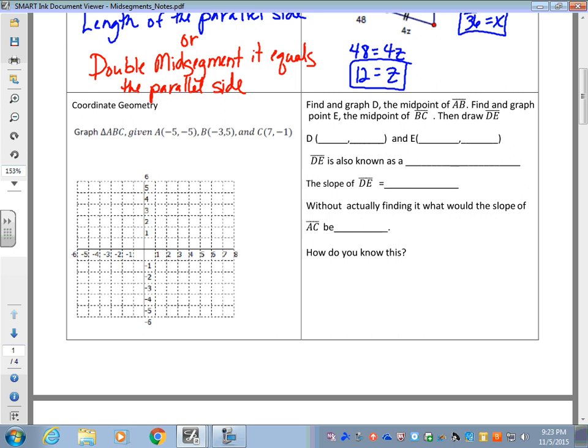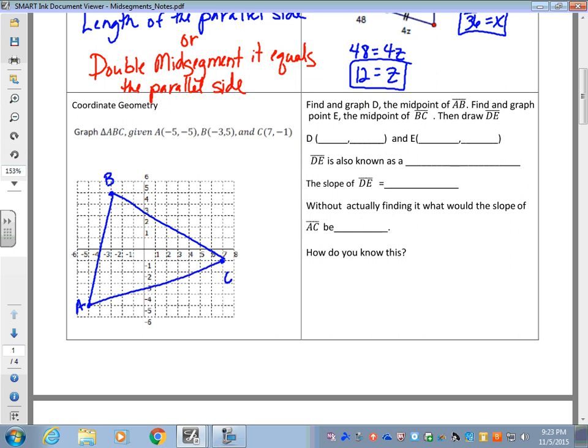So we got -5, -5. So that's that point, that's A. And then we have -3, +5, that's B, and C is 7, -1. And that is C. Alright, so we're going to graph this triangle ABC. A, B, C. Alright, kind of crooked, but.